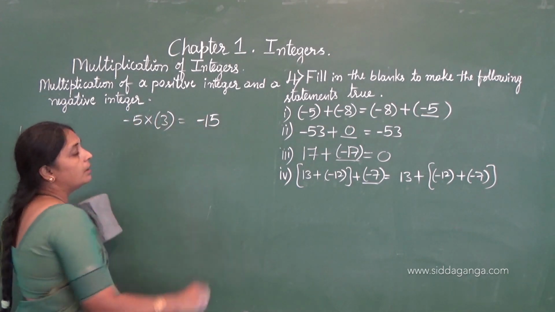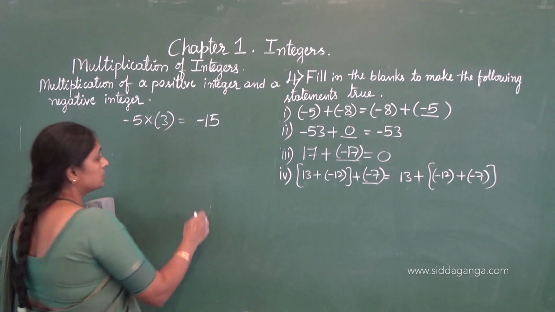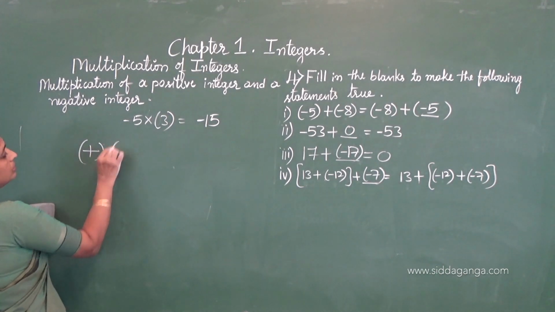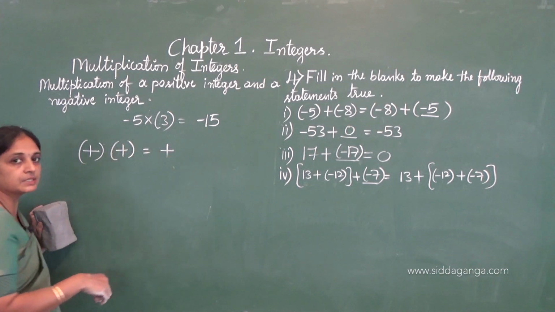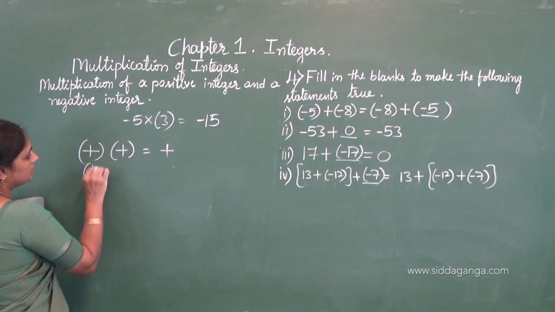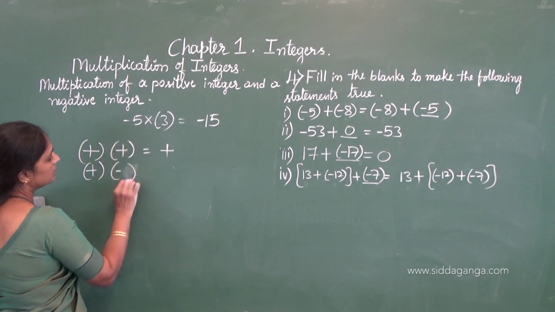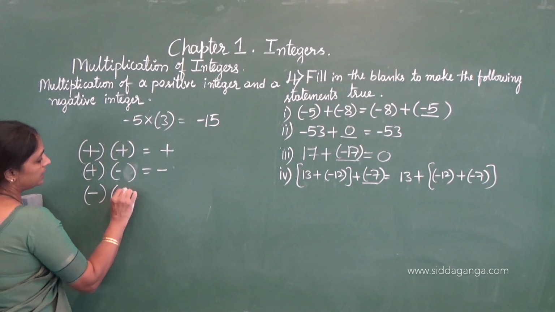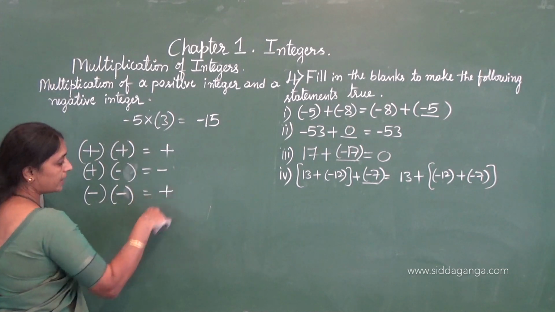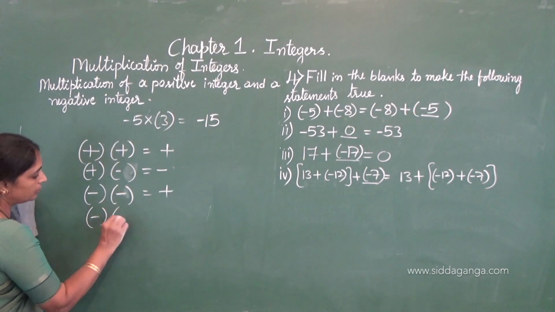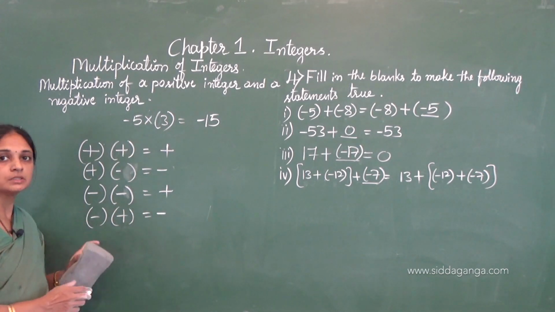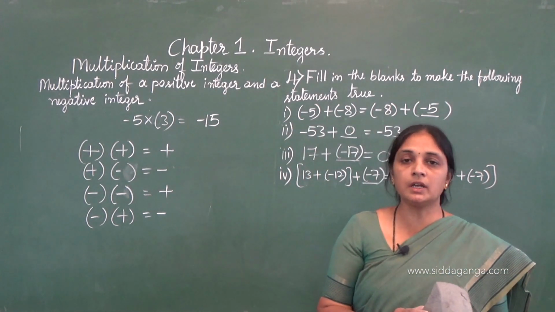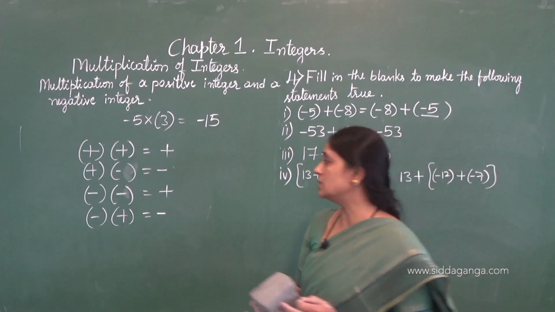Minus into plus is minus. We have one table here. Plus into plus is plus. Plus into minus we get minus. Minus into minus we get plus. Then minus into plus we get minus. So this is the condition that we can use anywhere for integers, positive and negative integers, in multiplication.